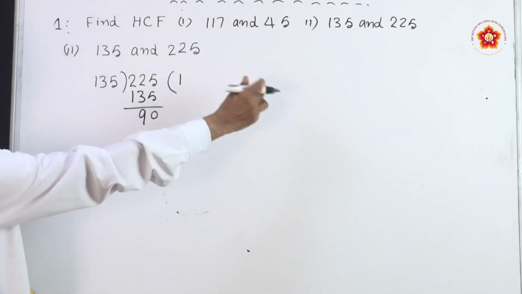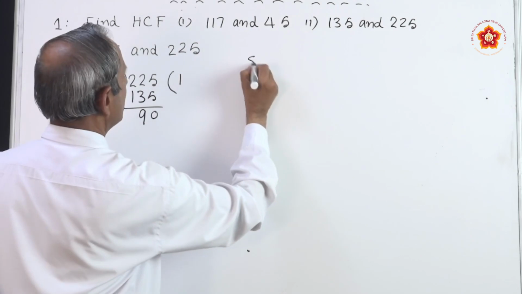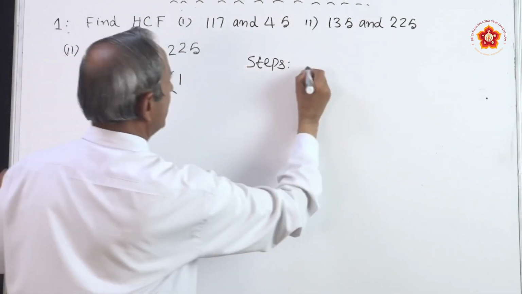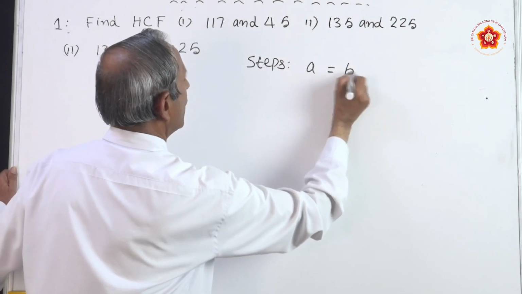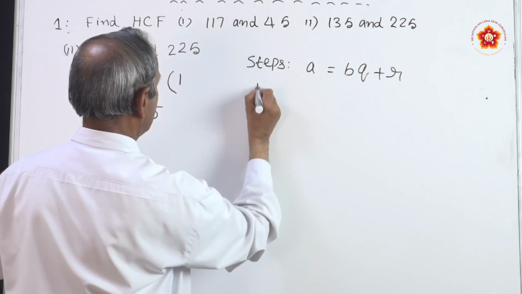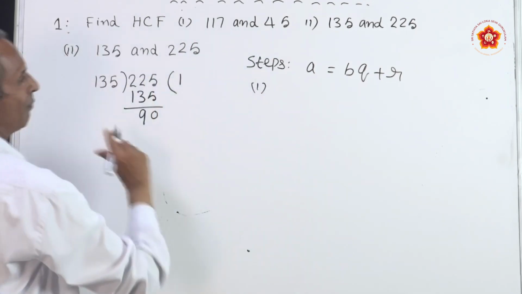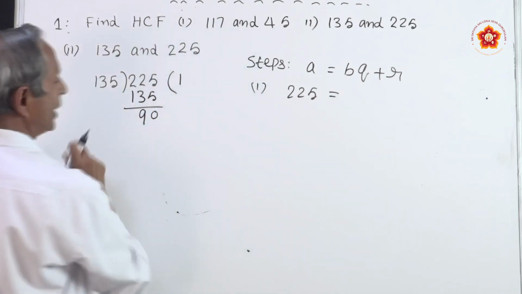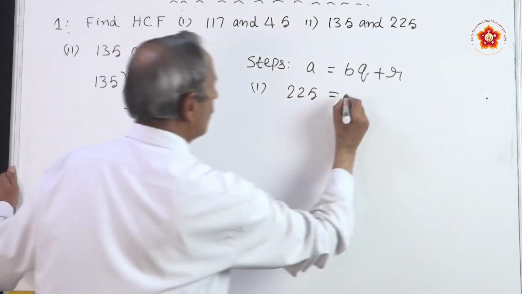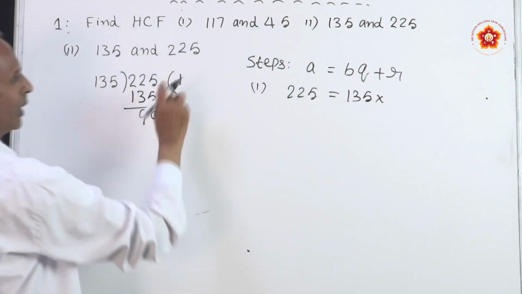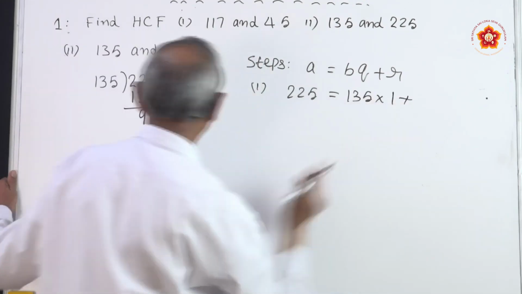Now let us write the steps here. Using the algorithm, you have to write the steps. A is equal to BQ plus R. Here first step, A is 225. 225 equal to B, which is nothing but the divisor, 135. Q is nothing but the quotient, we got 1 here, plus remainder is 90.